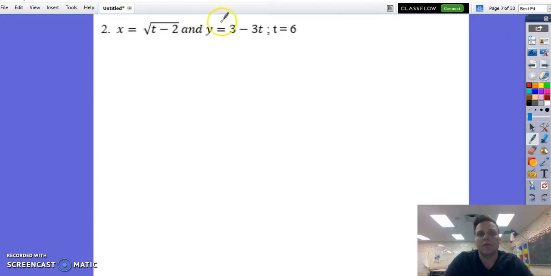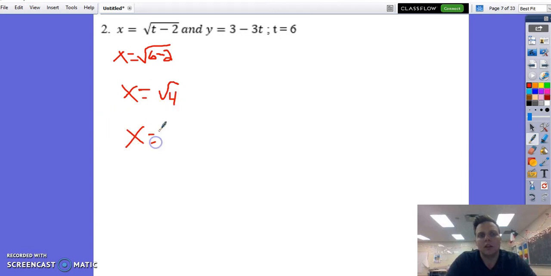All right, next one. Same idea, just different problem. X is equal to the square root of t minus 2. Y is equal to 3 minus 3t, and t equals 6. So you plug in the 6, so you get x equals the square root of 6 minus 2. Well, I don't really need my calculator here. It's minus, not times. I know that the square root of 6 minus 2 is just the square root of 4.